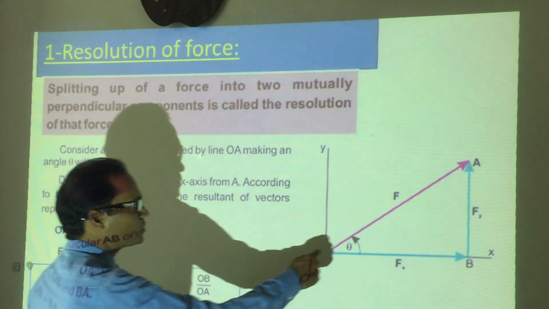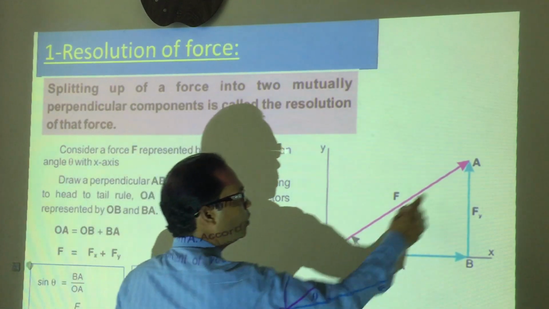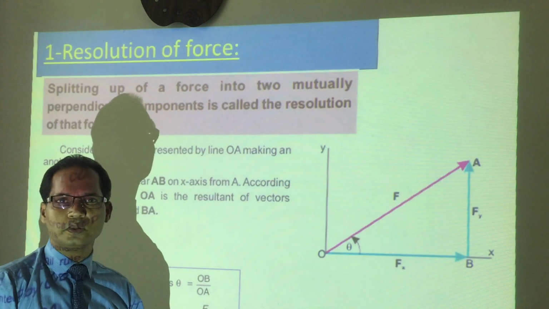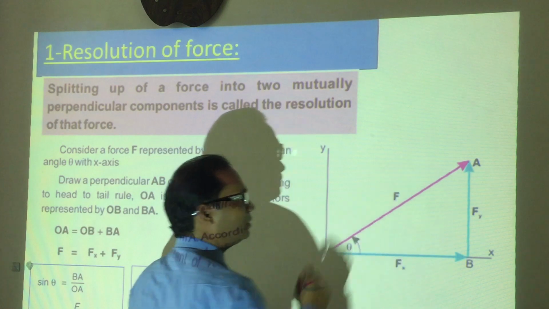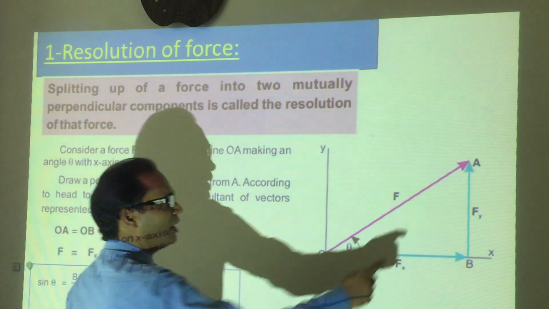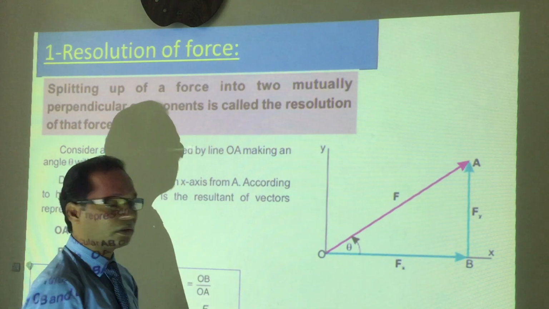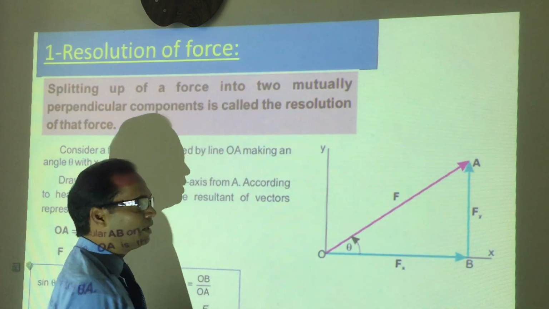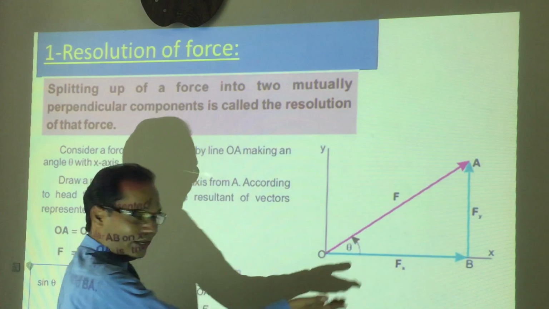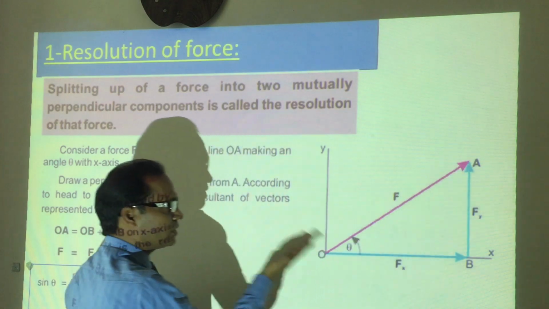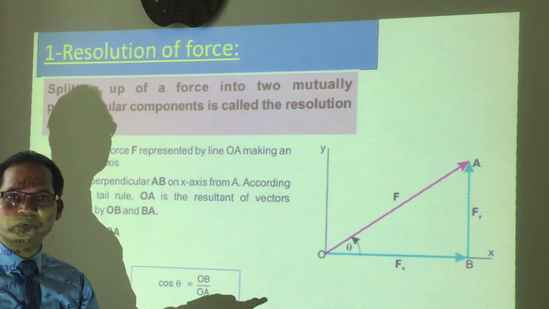If we have one force F, and that force is represented by the line OA. You already know vectors are represented by a line. The length of the line gives us the magnitude and the arrowhead gives us direction. Here this vector gives us direction with respect to the x-axis. The angle theta will give you the direction. If theta is less, the force direction is this one. If theta is more, then the direction is a different one, right?